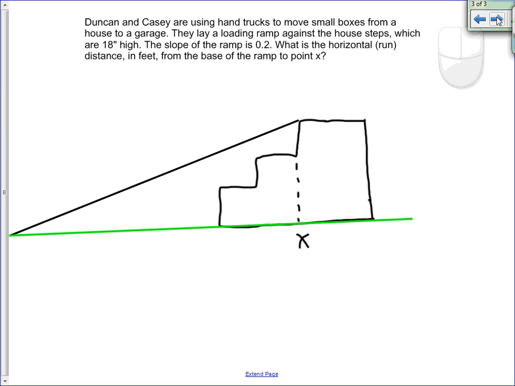So in this example, Duncan and Casey are using hand trucks to move small boxes from a house to a garage. They lay a loading ramp against the house steps, which are 18 inches high. The slope of the ramp is 0.2. What is the horizontal run distance in feet from the base of the ramp to point X?